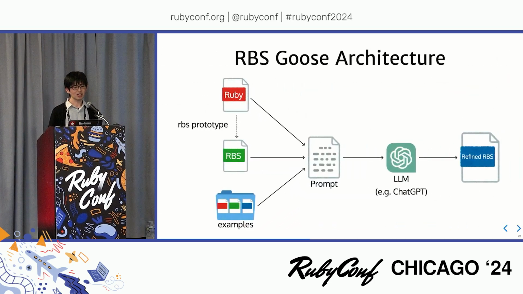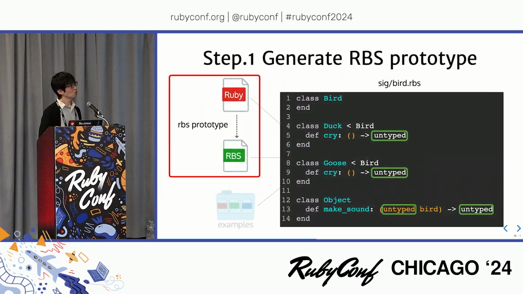Now I have finished explaining LLMs, so let's take a look at how RBS Goose infers types with an LLM. This figure is the architecture of RBS Goose type inference. I will explain the components in turn. First, RBS Goose runs the rbs prototype command to create an RBS type definition template for the target Ruby code. In this template, most types are untyped, meaning that the type is unknown.